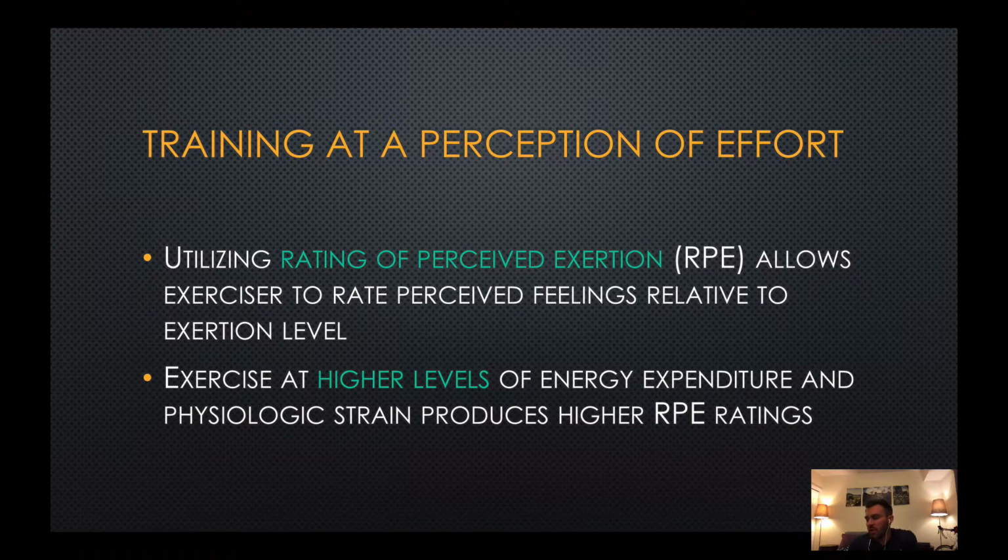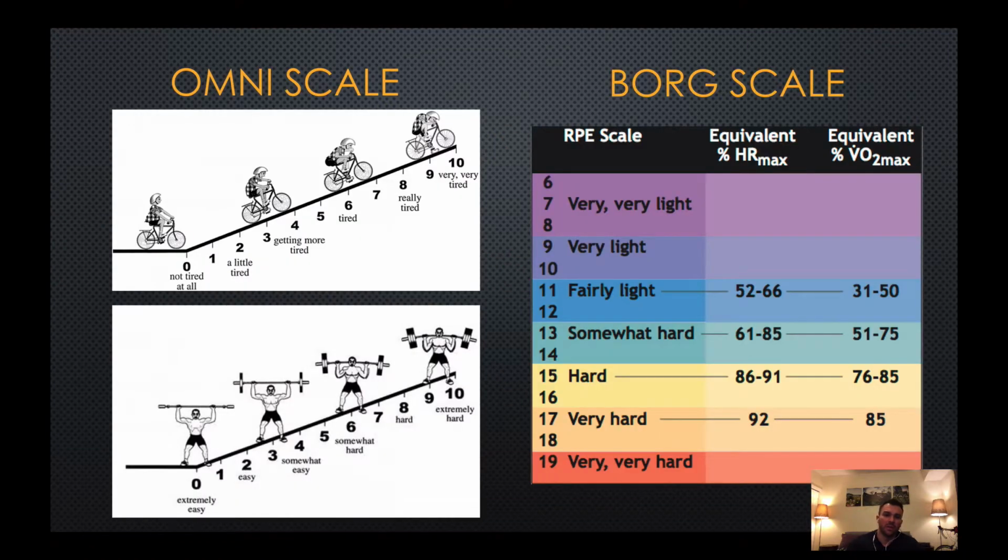You could do training with perceived exertion. This has become more popular. So RPEs are an easy way to do things, especially on a 0 to 10 scale. It's really easy to tell someone, if 10 is the hardest thing you've ever done and 0 is the easiest thing you've ever done, can you work at a 6? Can you work at a 5? Can you work at an 8? Can you work at a 9? So the Omni is a 0 to 10 scale, and that's the easiest way to do it.